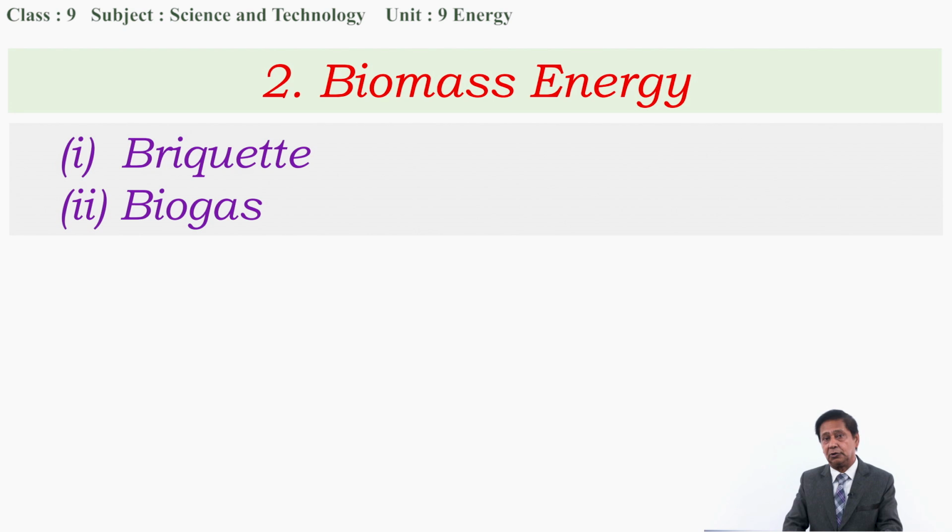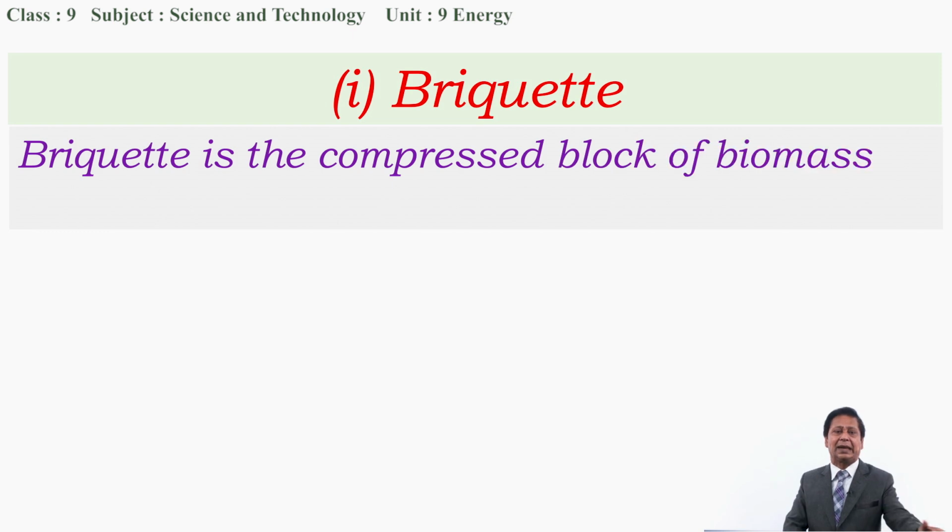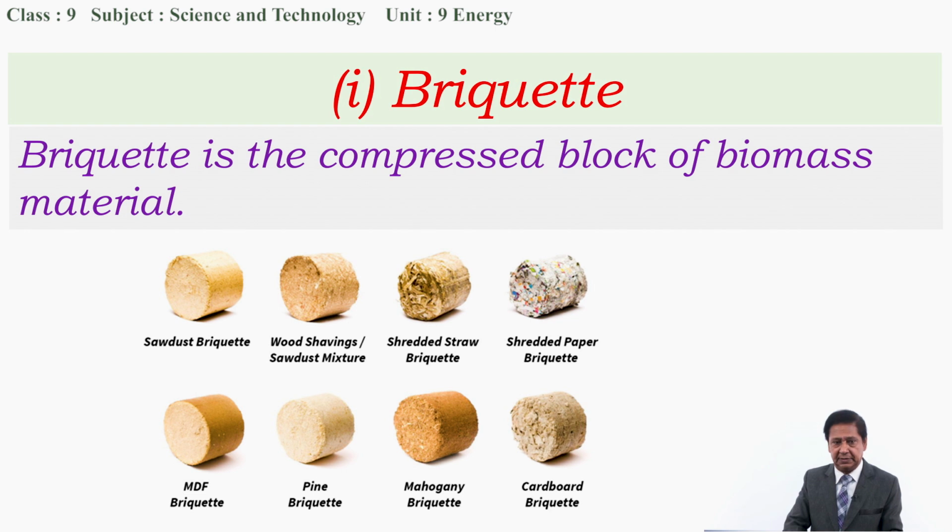Now let's talk about the briquette. What is it exactly? It was taught in the previous class in detail. I want to just recall it only. A briquette is a compressed block of biomass material. Look, these are the briquettes. The briquette is just biomass material dried and compressed into a solid block, and this briquette can be burned to get heat energy for different purposes.